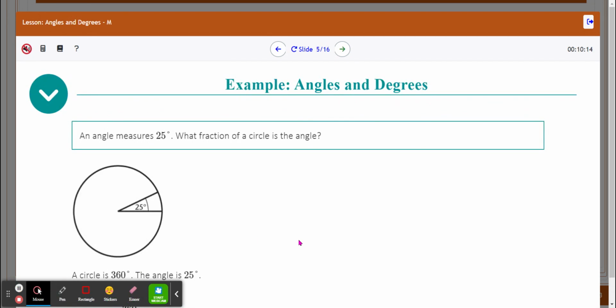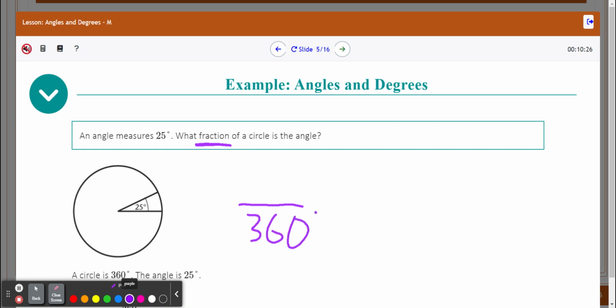Let's look at a problem. It says, an angle measures 25 degrees. What fraction of the circle is the angle? Well, remember, the entire circle is 360 degrees, always. And then we have 25 degrees. So very straightforward: it's 25 over 360. All circles will always be 360 on the bottom.